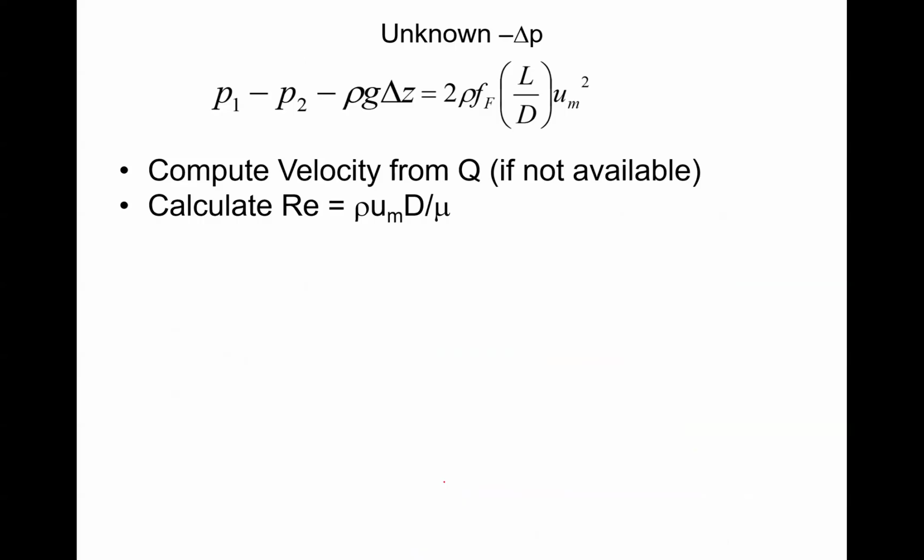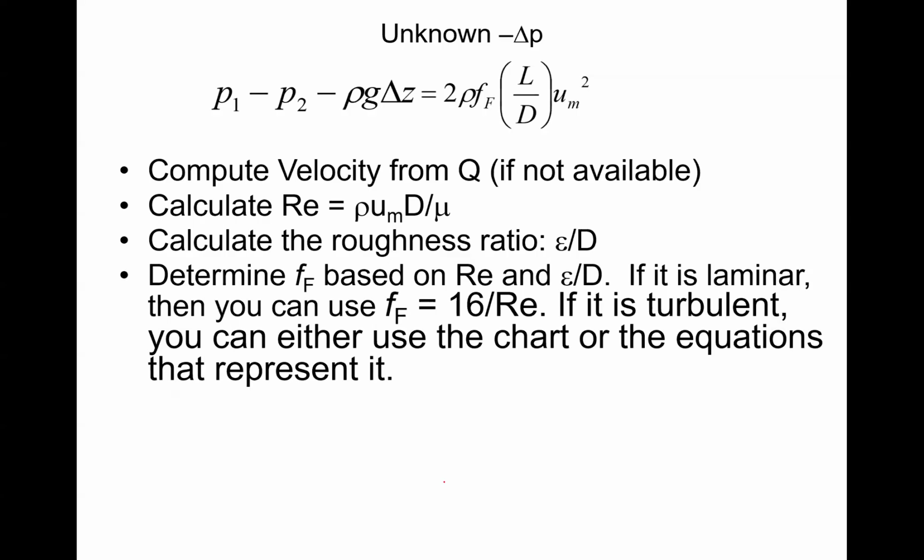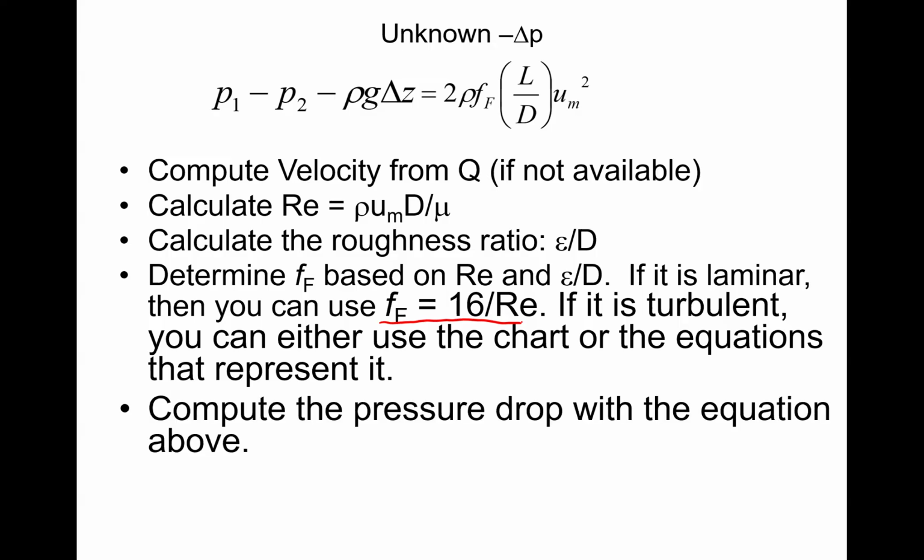And we're assuming that we know the diameter of the pipe and fluid properties, so we can calculate that Reynolds number. Then we get the roughness ratio. The problem should give you at least the material of the pipe so that we can get the roughness, and then we divide it by diameter. Then we're going to get the friction factor. And the friction factor can be found in three different ways. If it's laminar, we're going to use the equation that we derived earlier of friction factor equals 16 over Reynolds. If it's turbulent, we either use the chart of the Fanning friction or the equations that we derived. Then we can compute the pressure drop with the equation above.